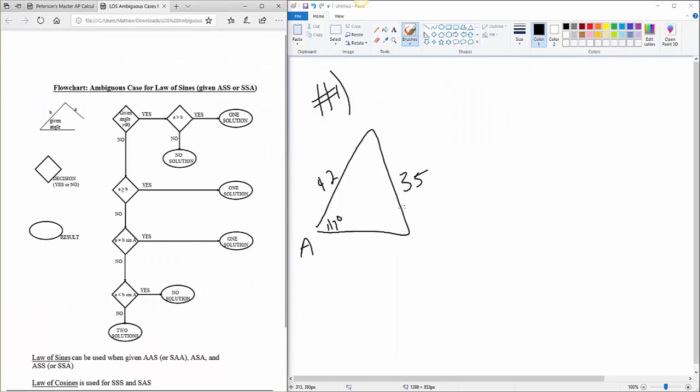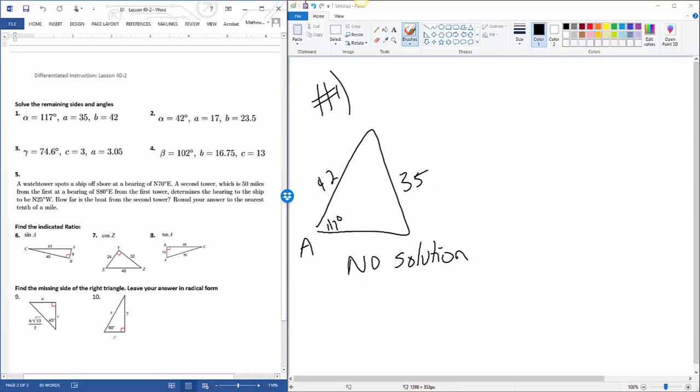Okay, so if you notice, my given angle is 117, so we go through this, and then my opposite is 35, my adjacent is 42. So is my given angle greater than 90 degrees? Yes. Move to the next one. Is my side opposite bigger than side adjacent? So is 35 larger than 42? The answer is no, so therefore it's going to be no solution. Next.